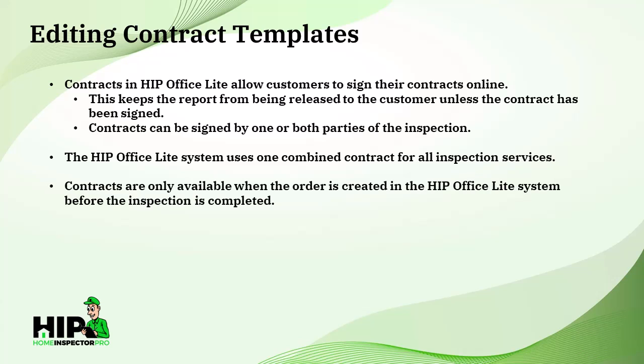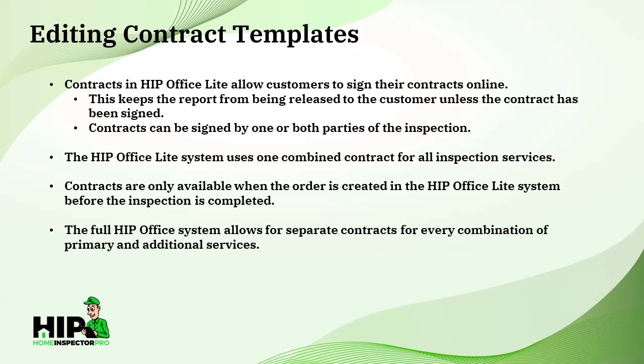Contracts in HIP Office Lite are only available when you are creating the orders ahead of time, not when you are creating the orders when the report is uploaded. So you will need to create the orders ahead of time to make use of the contract system. The full HIP Office system allows for separate contracts for both your primary services and your add-on services, so you can use any combination to aggregate a contract. So let's take a look.